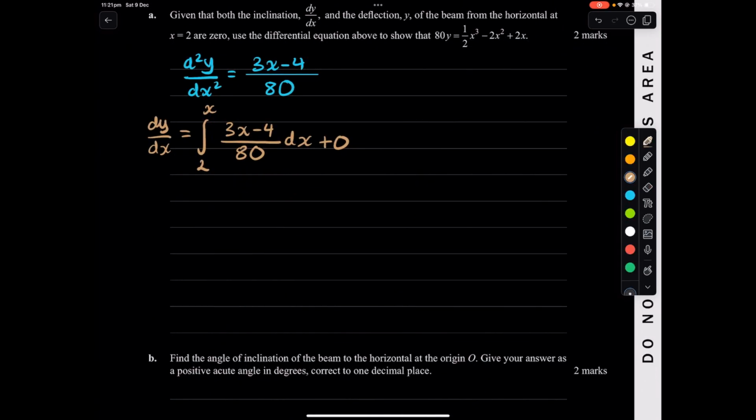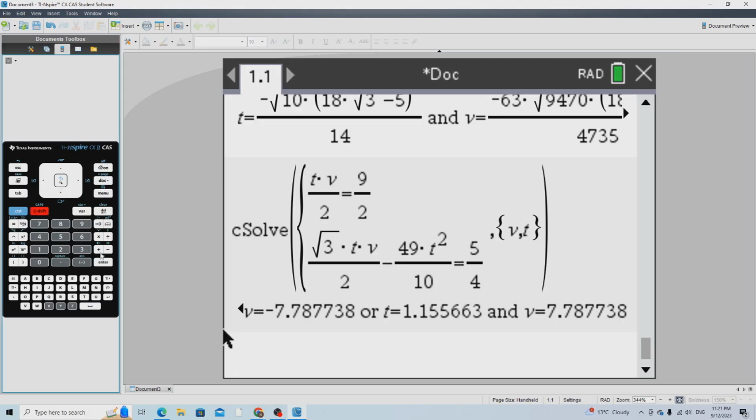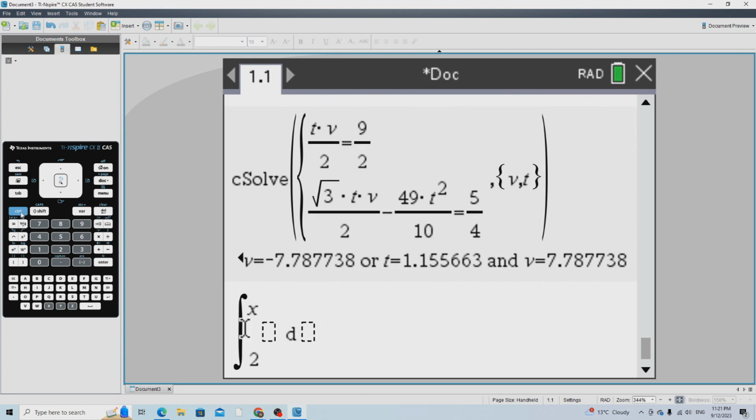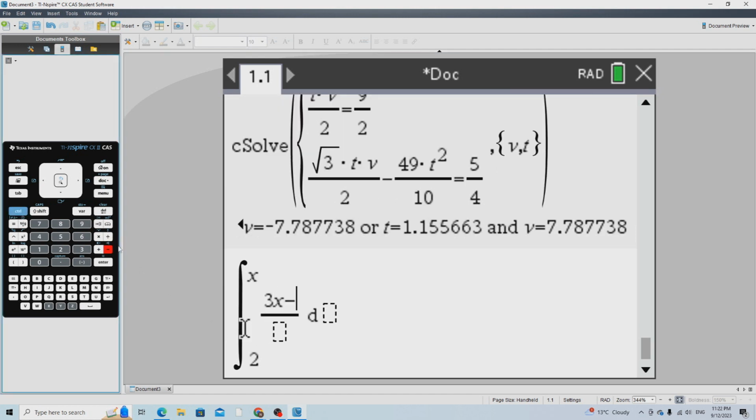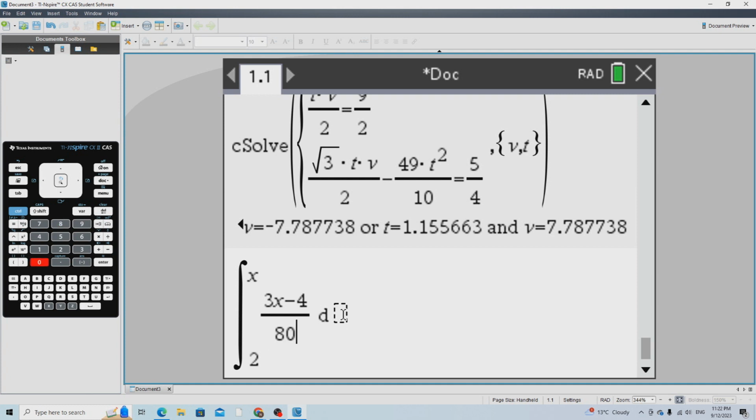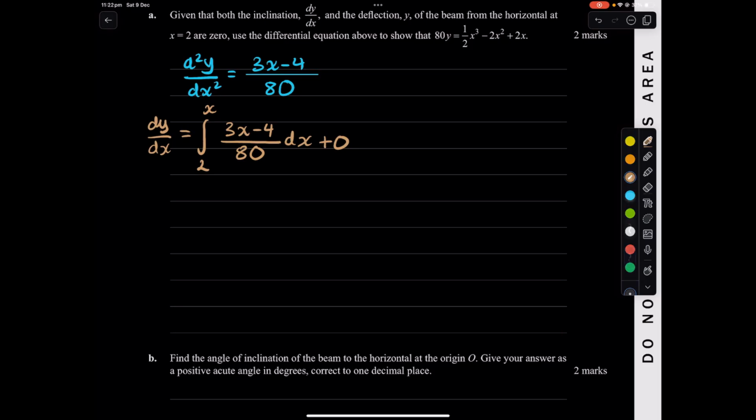So let's use our calculator. Integral from 2 to x of 3x minus 4 over 80 dx plus 0. And we get this. So let's write that down. Hence dy/dx is equal to 3x squared minus 8x plus 4, all divided by 160.